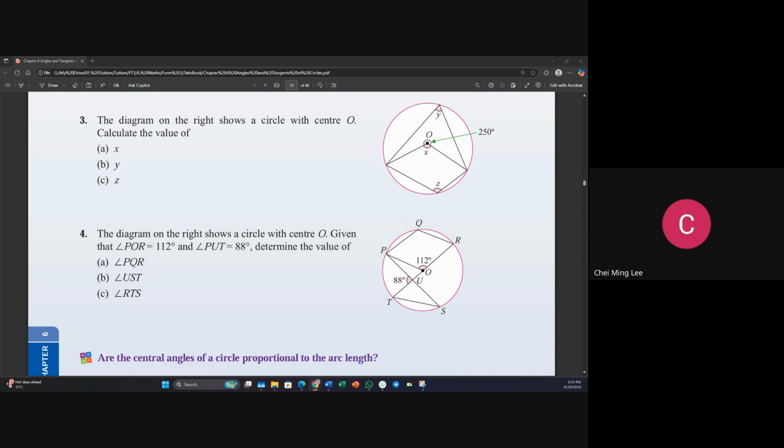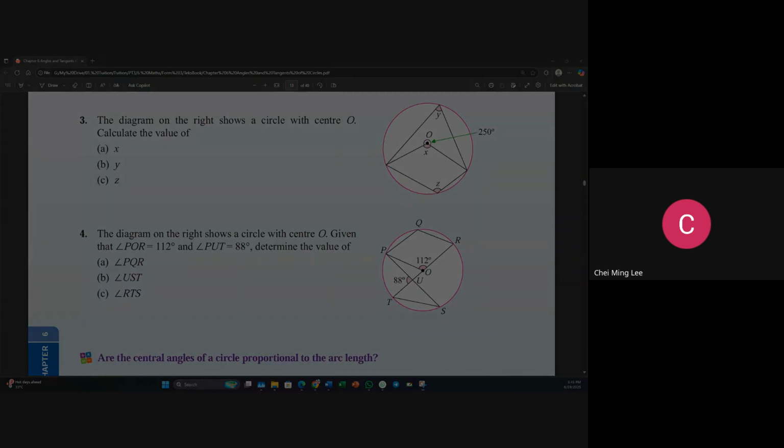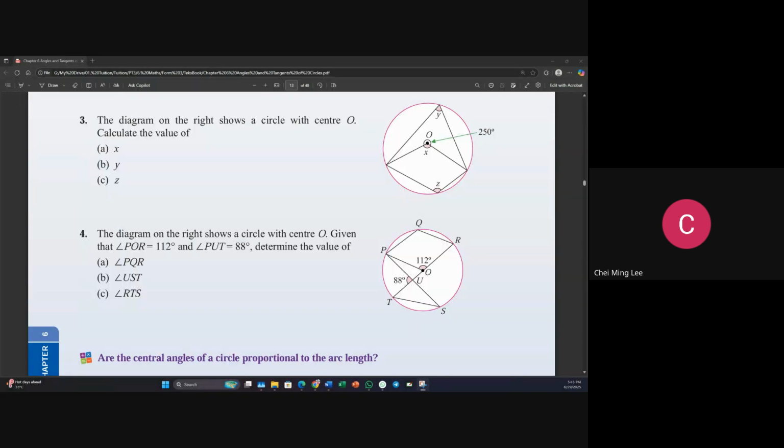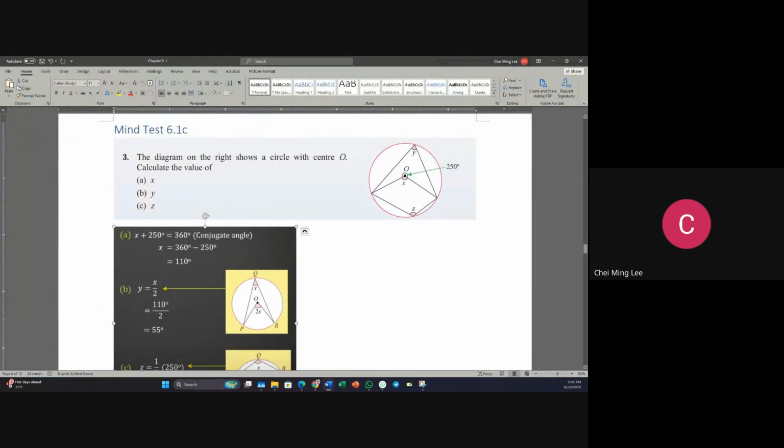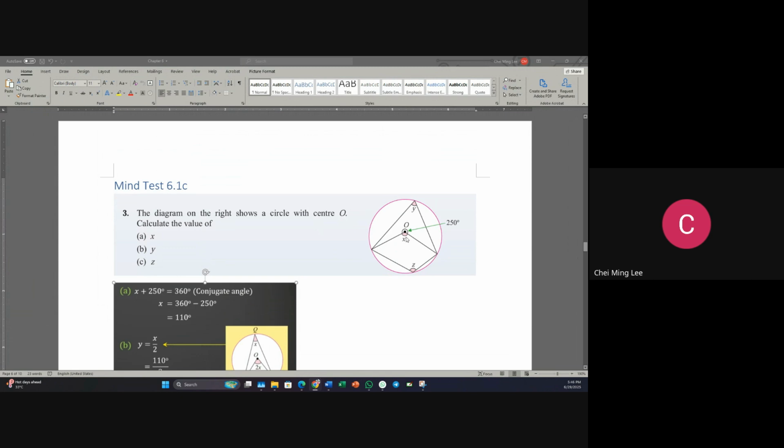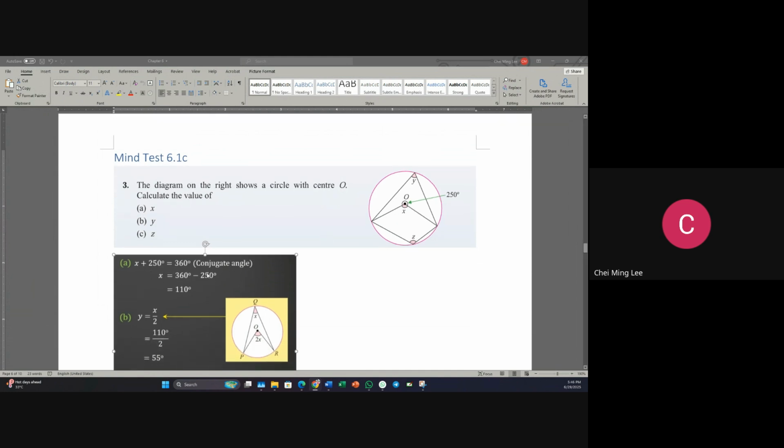All right, so let's see the answer. Because this one requires some drawings, I'm very lazy, so I'm going to use the snapshots from my computer. Now let's see. The diagram on the right shows a circle with a center of O. Normally, the center we will use O as the label. So calculate the value of x, y, and z. So first we start with x.